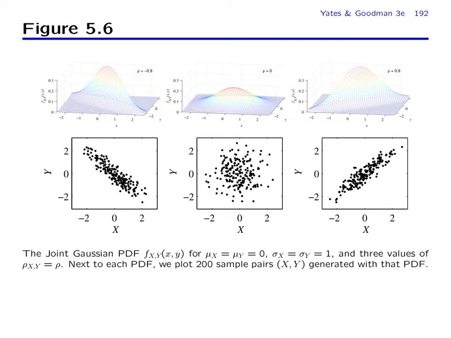And then when rho was equal to negative 0.9, we saw that the x y pairs lay along the line y equals minus 0.9 x, and correspondingly, the joint PDF was a ridge of probability that mirrored where we would see sample points scattered.